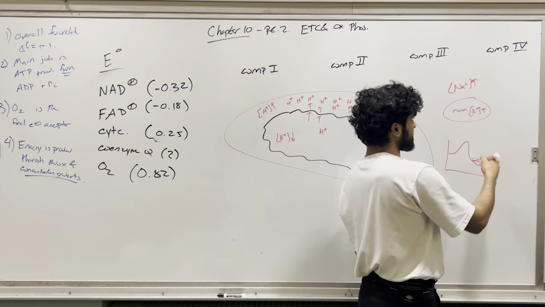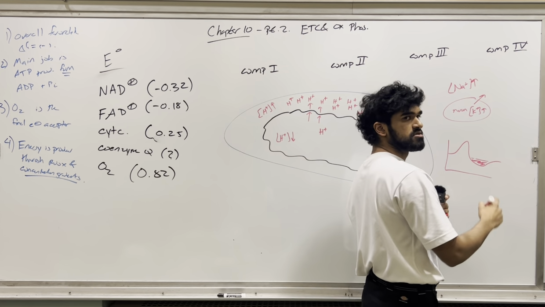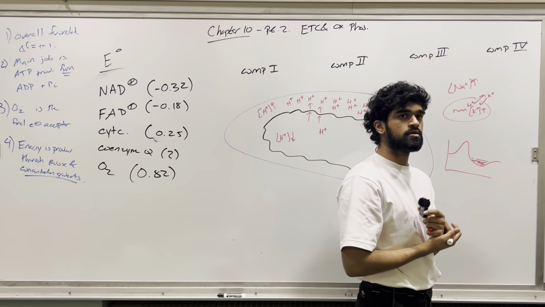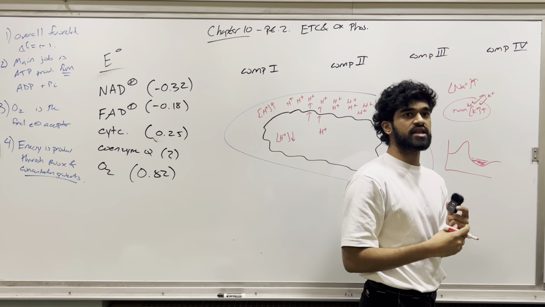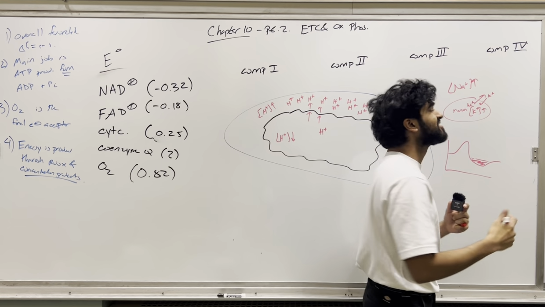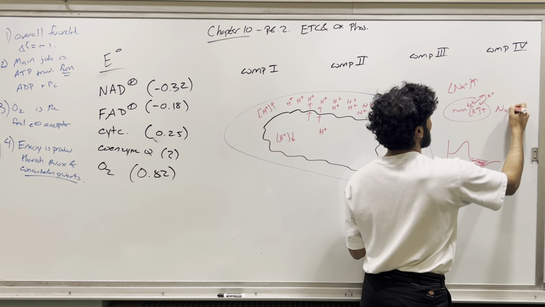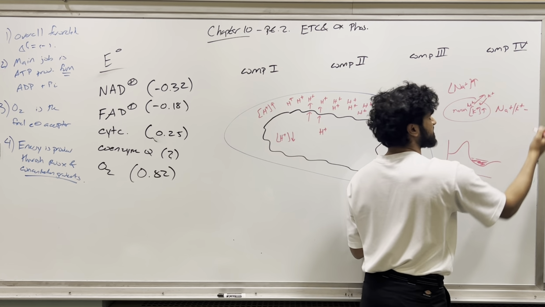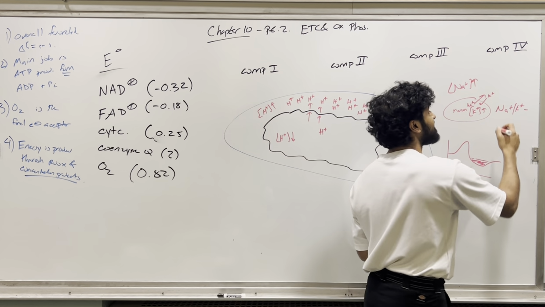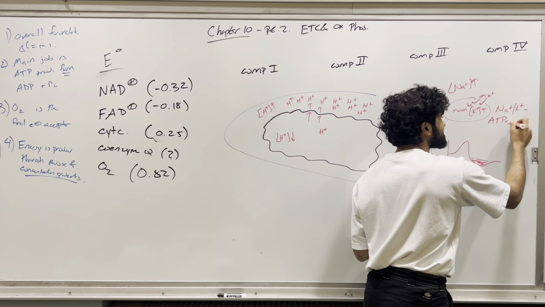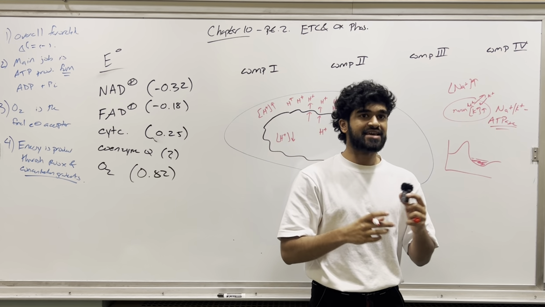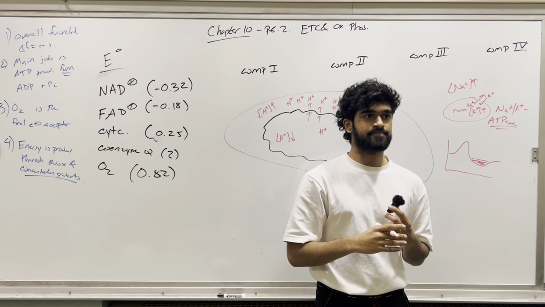But during this phase, sodium goes out and potassium comes in. How do we get them to move against their gradient? For the neuron, we use what? A sodium-potassium pump. Na plus, K plus, what's the rest? ATPase. We use energy to pump things against their concentration gradient.